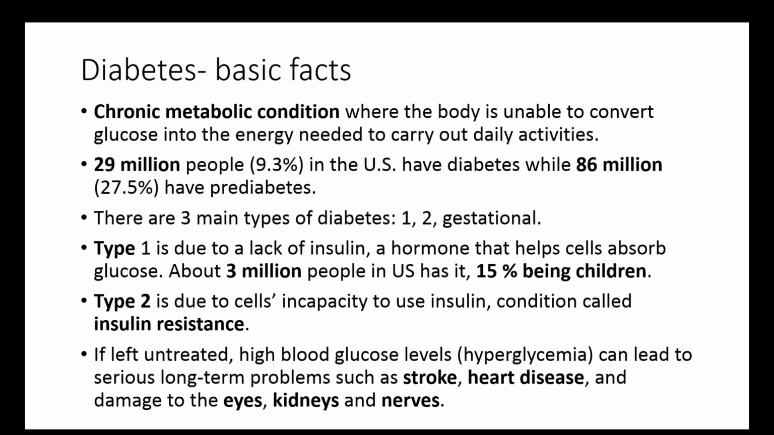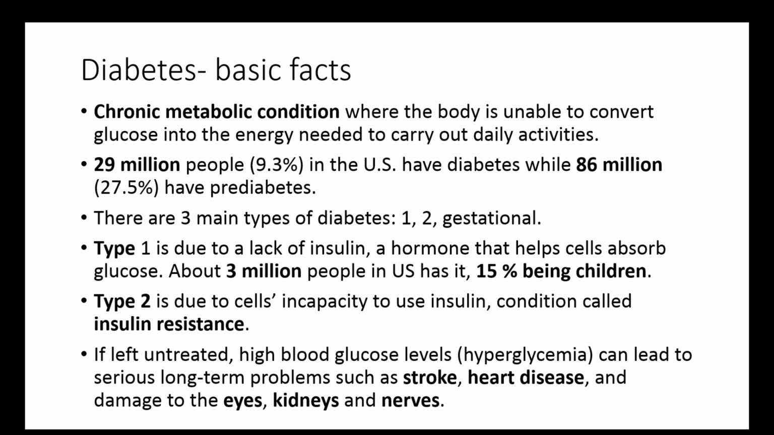some basic facts. Diabetes is a chronic metabolic condition where the body is unable to convert glucose into energy. About 10% of the US population has it, and apparently there is another 10% that have it but don't know it. But more sobering for me, almost 30% have pre-diabetes. So there's a big problem. We definitely need to find ways to monitor it.